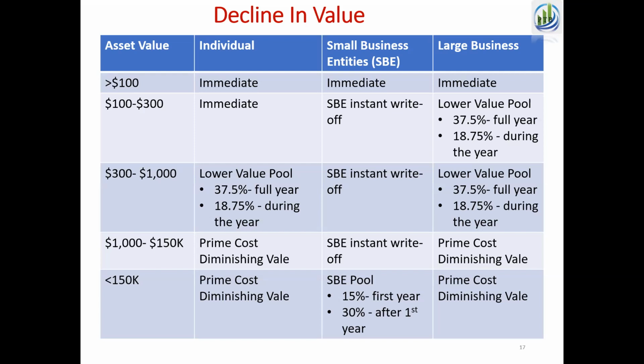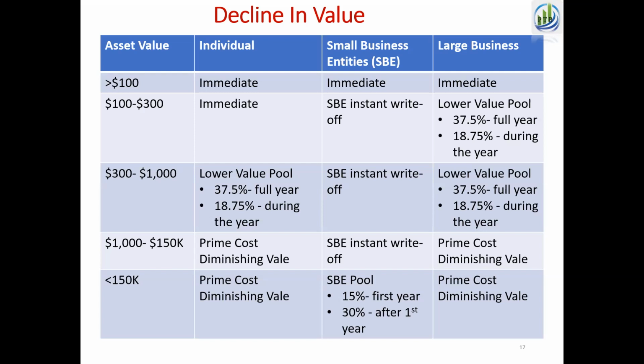If your asset is $300 to $1,000, individuals, you have the option only of low value pool, full year 37.5, 18.75. Can an individual use that small business rule and write off immediately? No, that rule is only for small businesses. So 300 to 1,000 is a small business entity rule, immediately write off. The large businesses again should go with the low value pool up to $1,000.